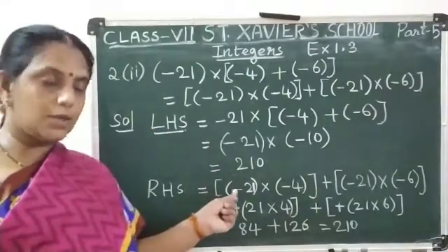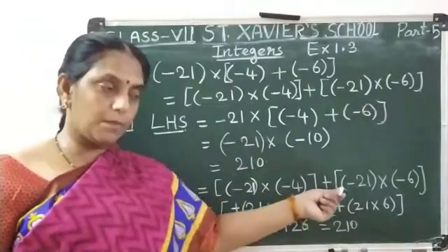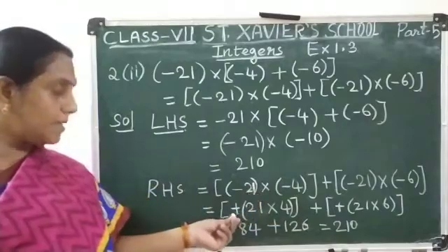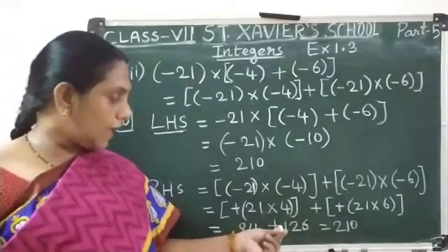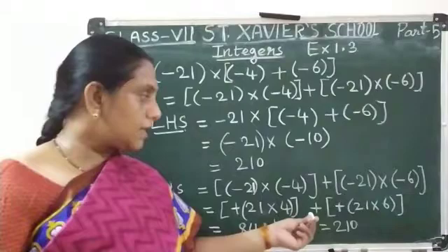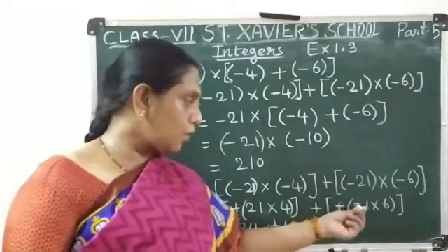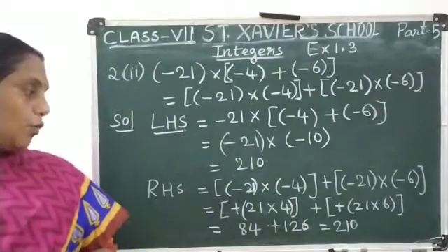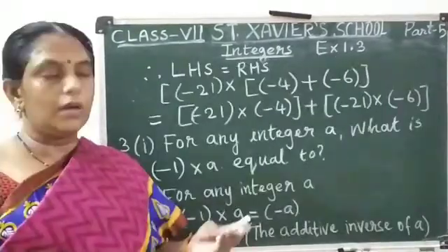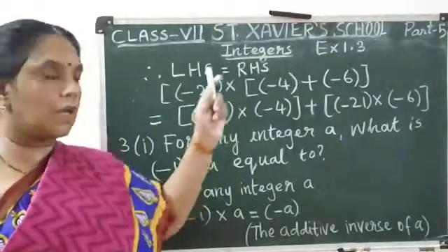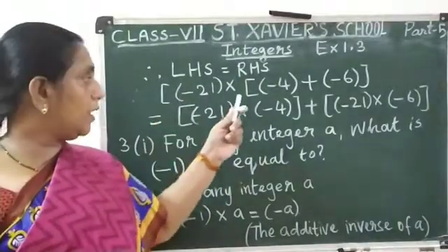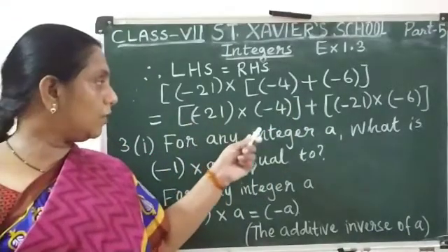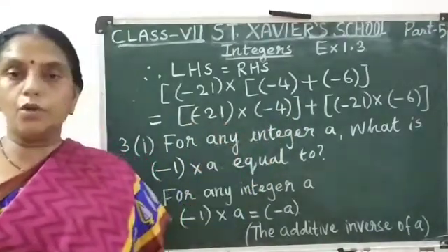Now RHS: minus 21 into minus 4 plus minus 21 into minus 6. Here minus and minus will become plus. So 21 into 4 is 84, plus minus into minus is plus again, so 21 into 6 is 126. 84 plus 126 equal to 210. Therefore LHS equal to RHS, which is minus 21 into (minus 4 plus minus 6) equal to minus 21 into minus 4 plus minus 21 into minus 6.